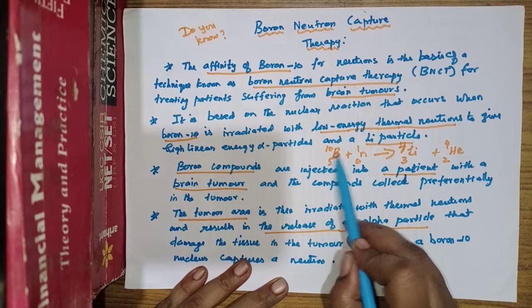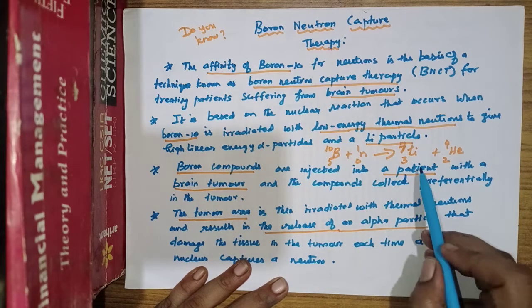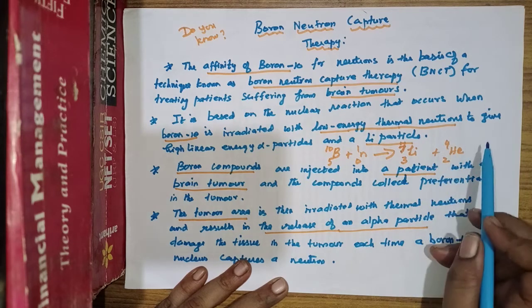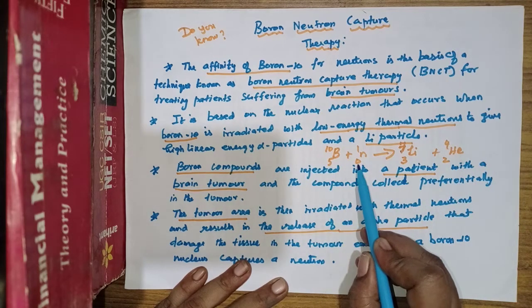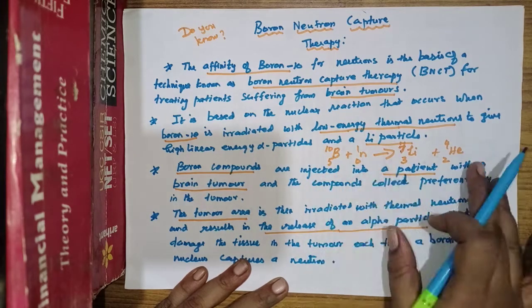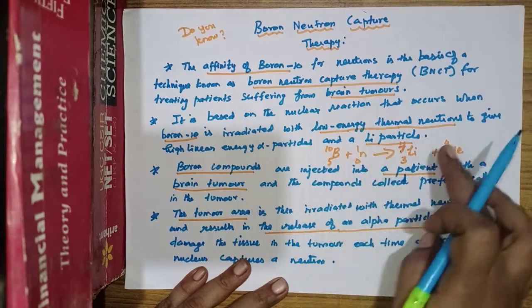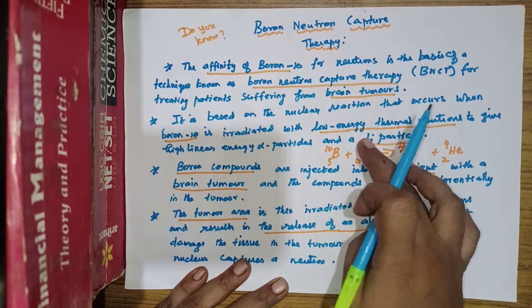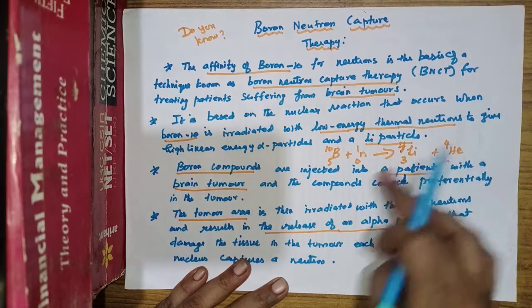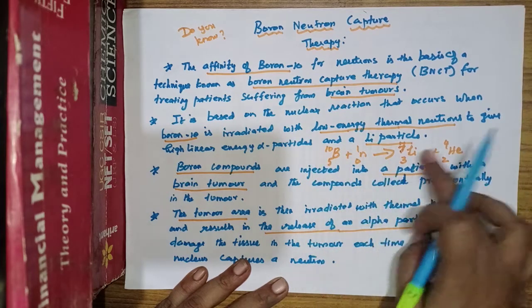What is the mass of boron? Boron is 10, neutron is 1, totally 11. Now count here: 7 plus 4, 11. Boron atomic number is 5, neutron is 0, 5 plus 0 is 5. Here 3 plus 2 is 5. So both sides are equal. You must add the masses and find out: the mass in the reactants is equal to the mass on the product side. Count and see the atomic number here also.